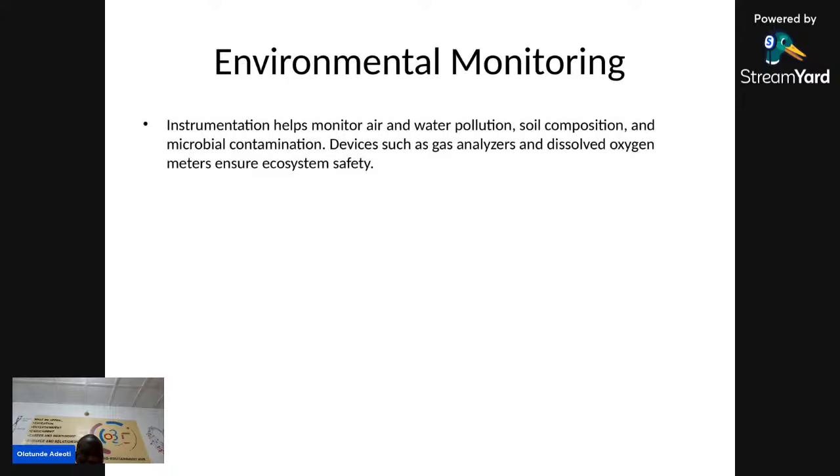Then environmental monitoring. Don't forget that I said earlier on that the behavior and accuracy of your equipment or your measurement will depend on environmental factors. The environment has a large impact on the accuracy of your measurement. For example, you want to use a weighing balance, and when you want to do your weighing, you are very close to where you have disturbance or interference from the environment.